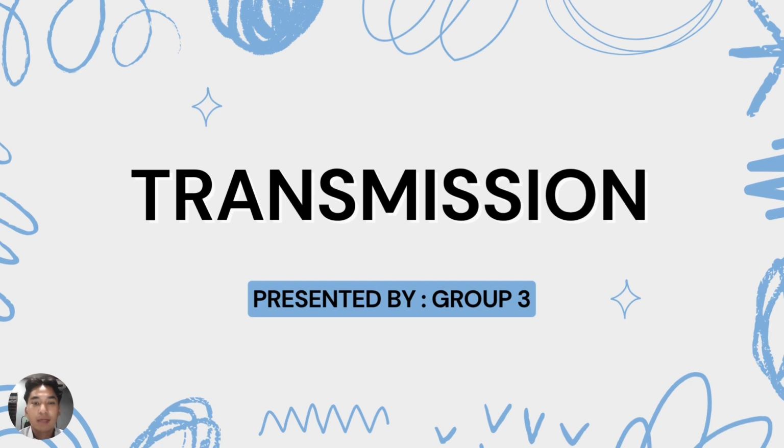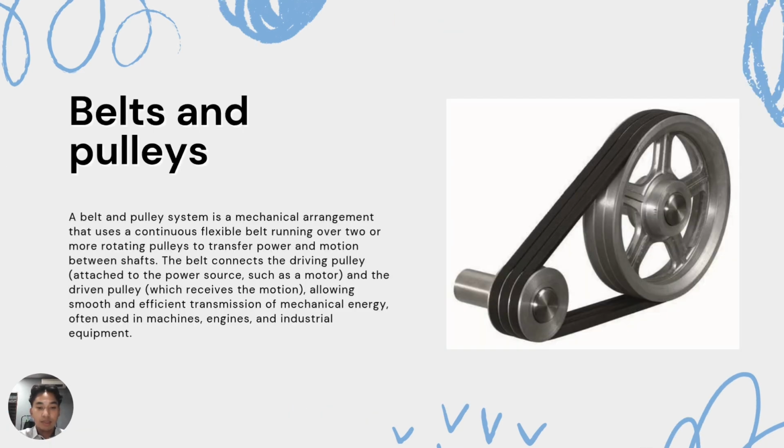Assalamualaikum. My name is Ahmad Zain bin Zainuddin, and I am from Group 3. I'm going to be presenting transmission, and my part is belts and pulleys, chains, and sprockets.